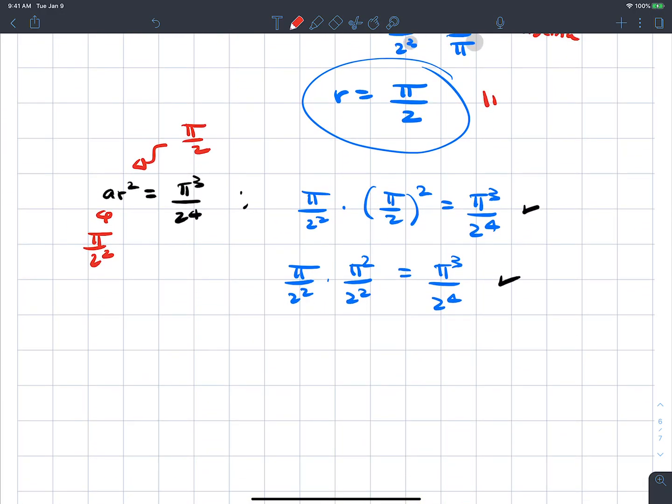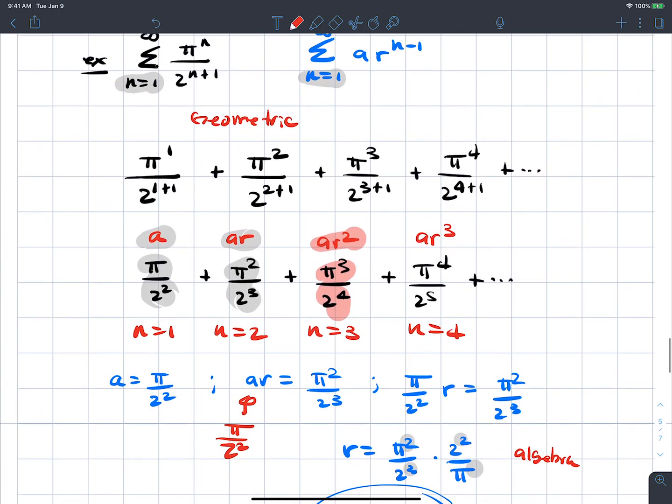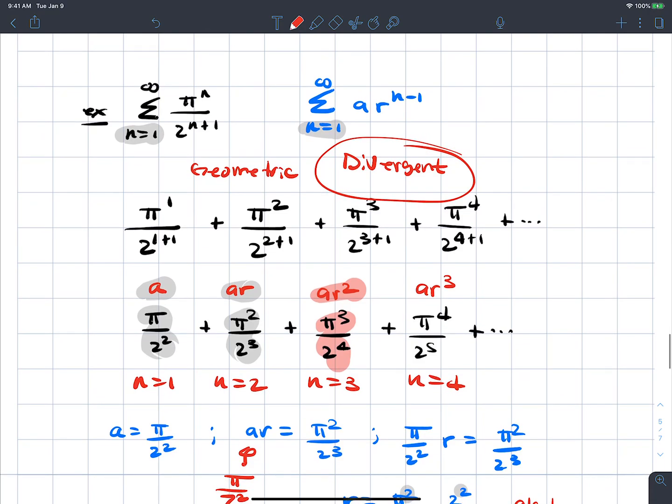So the absolute value of r needs to be smaller than 1. And so the absolute value of pi over 2, ladies and gentlemen, what do we know? Pi is about 3.14, but divided by 2, that's going to be bigger than 1, so it's not smaller. So this is in fact a geometric series, but it diverges, or we can say it's divergent, doesn't matter. So here we go. Here's another interesting example.